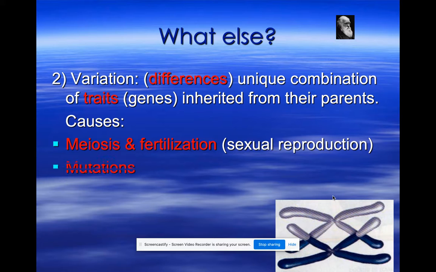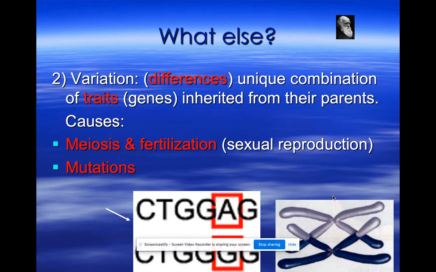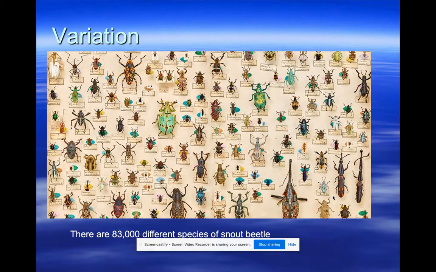All right. Next one is mutations. Mutations occur, and that can change your traits as well. Sometimes the mutations are good, sometimes they're bad, sometimes they're indifferent, they don't make a difference. But sometimes mutations definitely produce variation. Look at these bugs here. This is 83,000 different species of snout beetle. All right. So they're all slight variations of the same type of beetle.